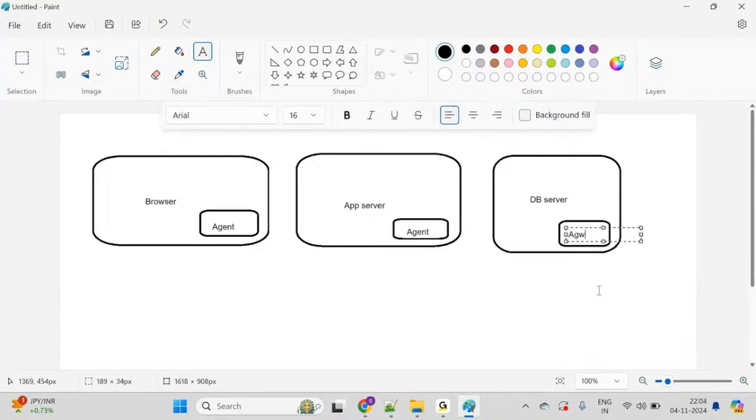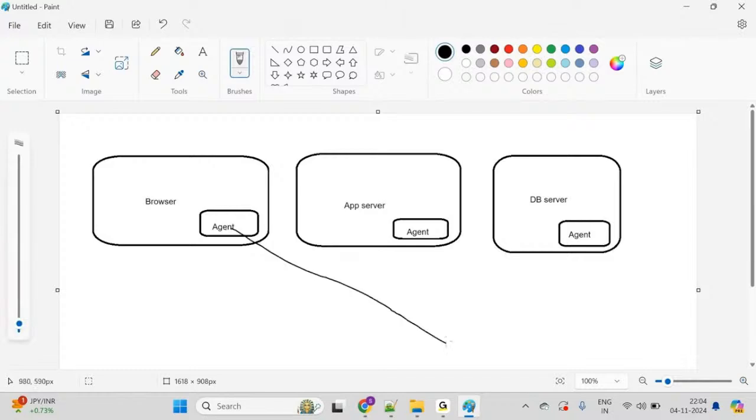This agent is actually designed to collect the information at browser level, app server level, DB server level, like that. It'll collect the data, and this collected information it will send to the tool. I am giving a general term as APM, but in our case it is Dynatrace. These agents are configured in respective places. It may be in the browser, the app server, or the DB server. It will be collecting the data and sending it to the tool, and the tool will do the respective activity.